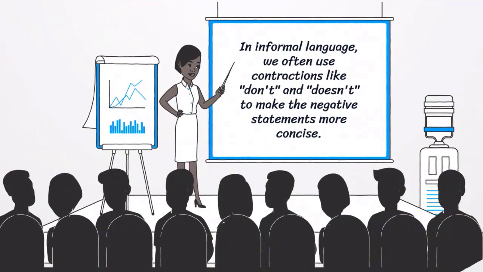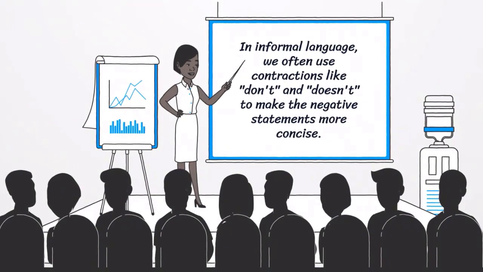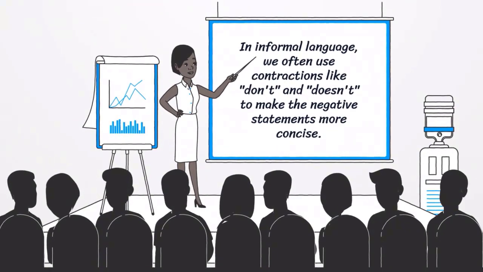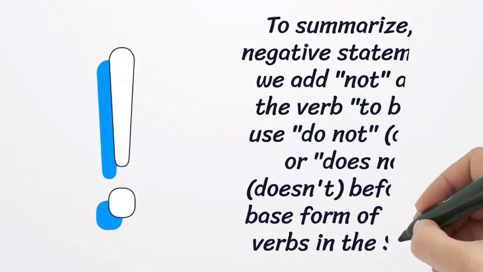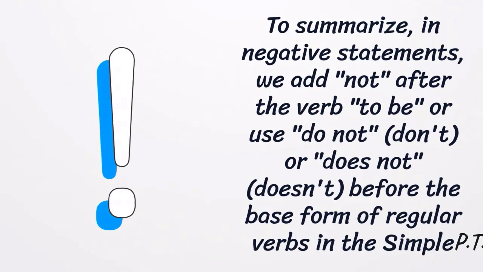In informal language, we often use contractions like don't and doesn't to make the negative statements more concise. To summarize, in negative statements, we add not after the verb to be, or use do not or don't, and does not or doesn't, before the base form of regular verbs in the simple present tense.